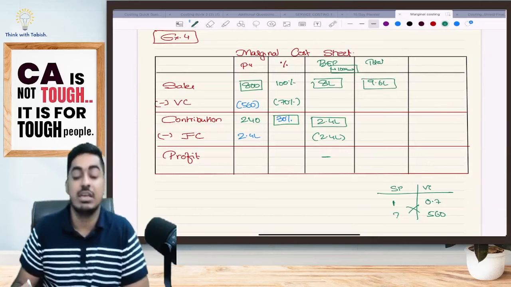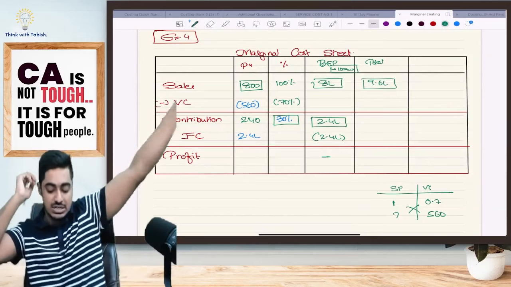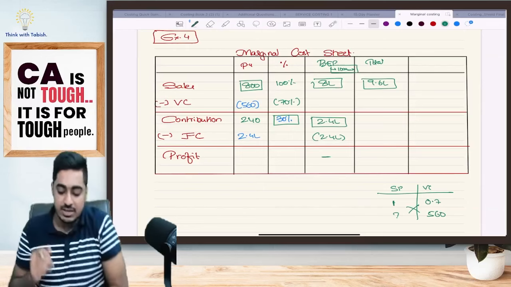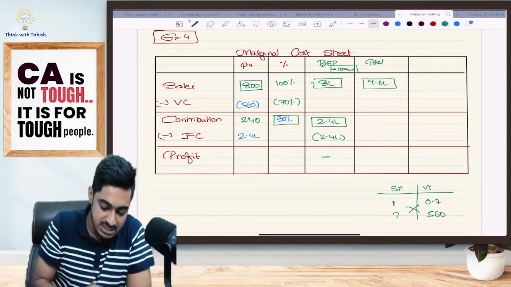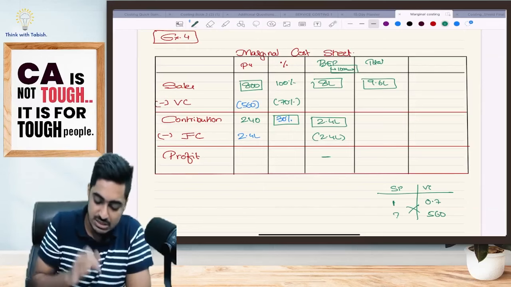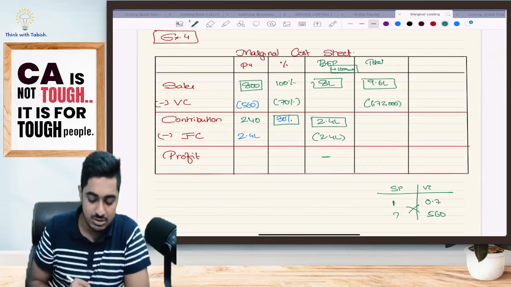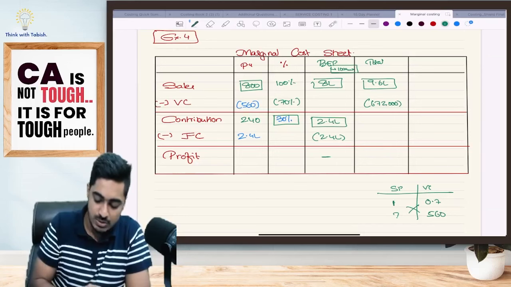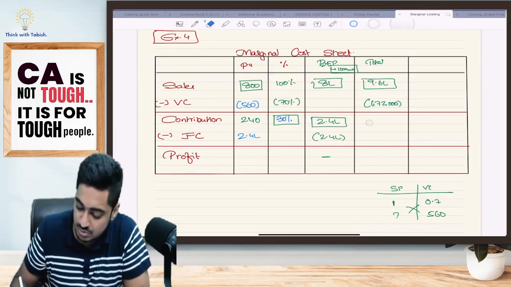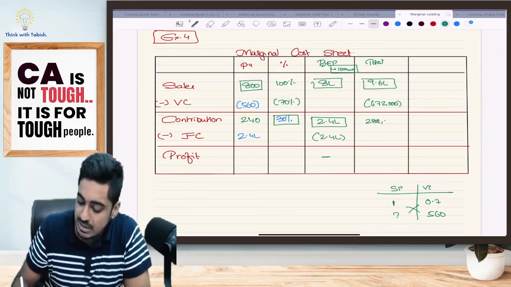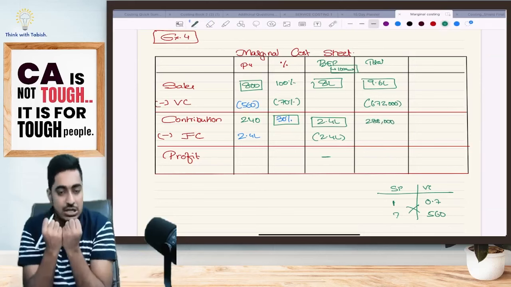Now tell me, if my total sale is 9,60,000, how much percentage of sale will be variable cost? Sir, 70% will be variable cost. So 9,60,000 into 70%, 6,72,000 will directly go off as variable cost. Yes or no, everyone? That means how much will be my contribution? 30%, which is 2,88,000. Sir, total 2,88,000 contribution I got.